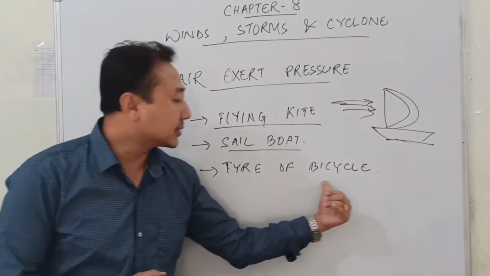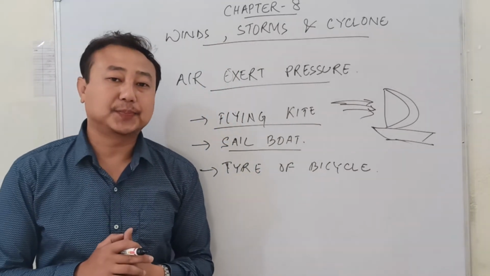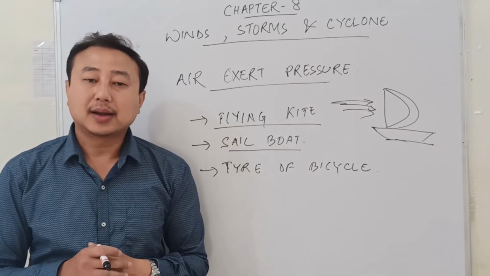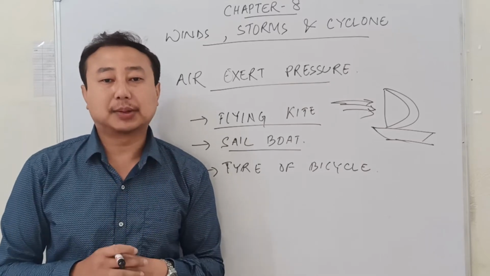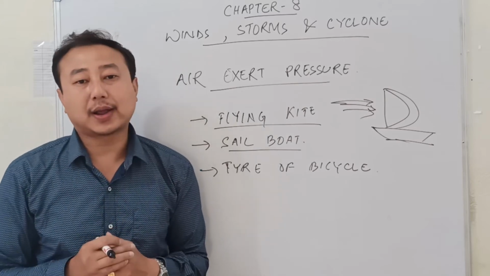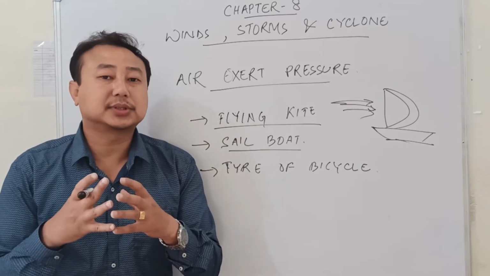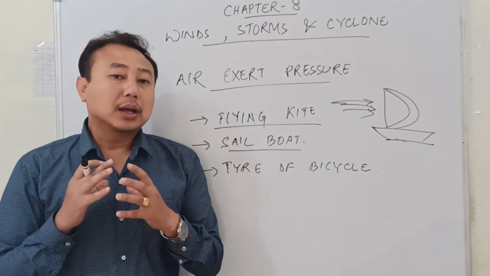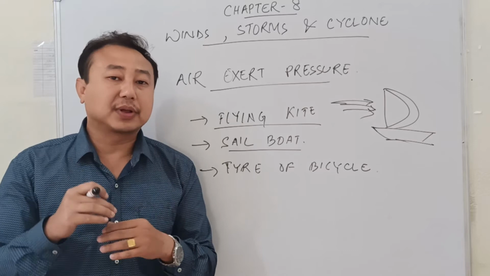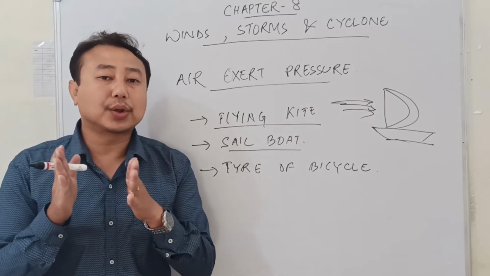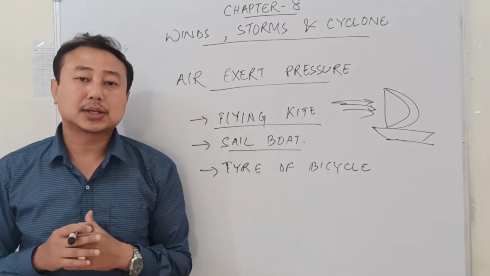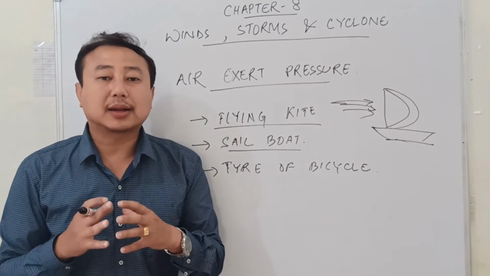The last one is the tires of a bicycle. When we inflate air inside the bicycle tire and supply more air inside the tire, sometimes the tire may burst. The bursting of the tire is because the air that we fill inside the tire develops a pressure on the wall of the tire. If there is no pressure developed by the air particles, the tire will not get inflated.